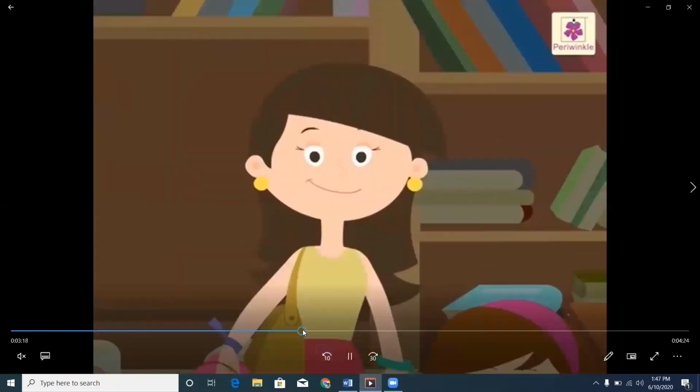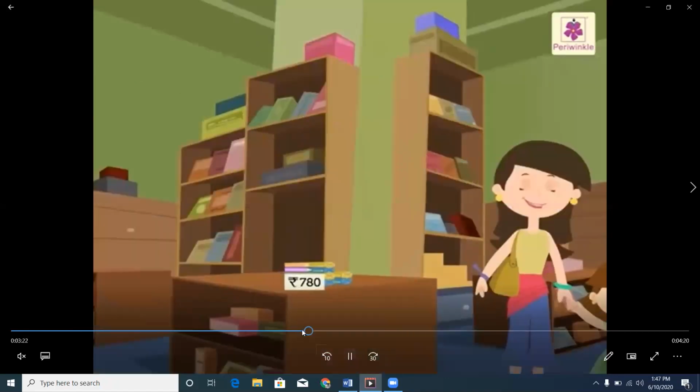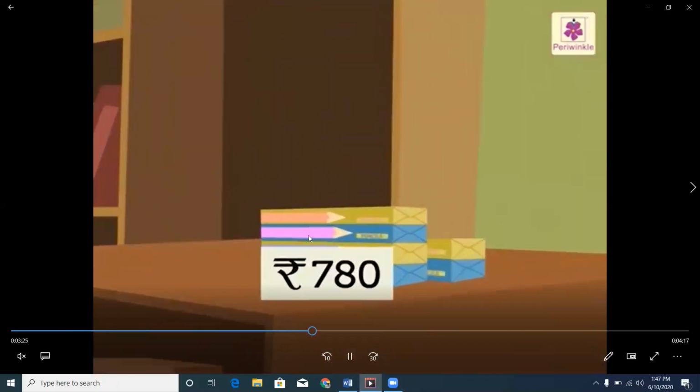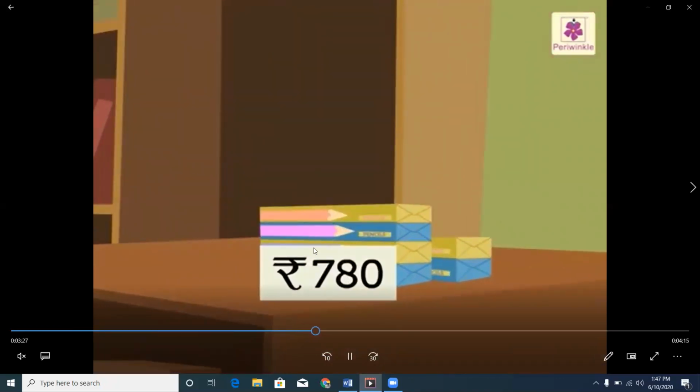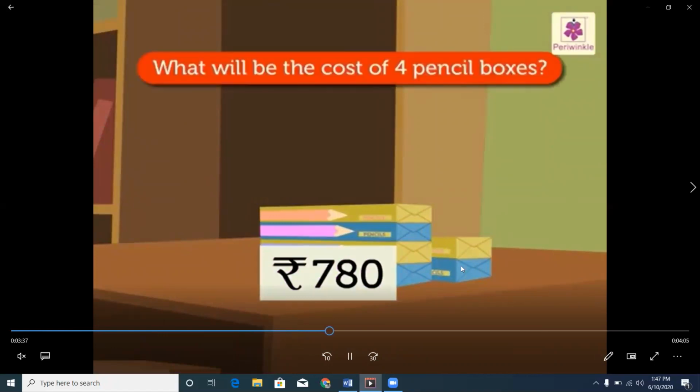The next interesting thing which she wants to buy is pencil box. There are 6 pencil boxes, can you see? The cost of 6 pencil boxes is 780, and she wants to buy only 4 pencil boxes. So the value of one pencil box is 780 divided by 6.